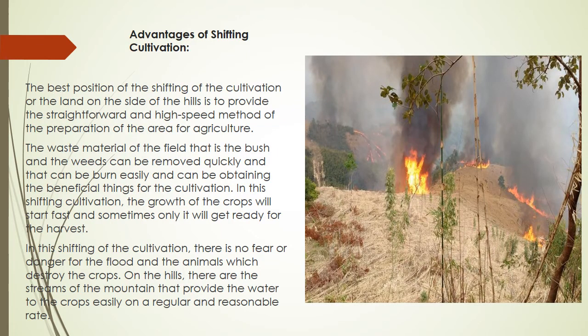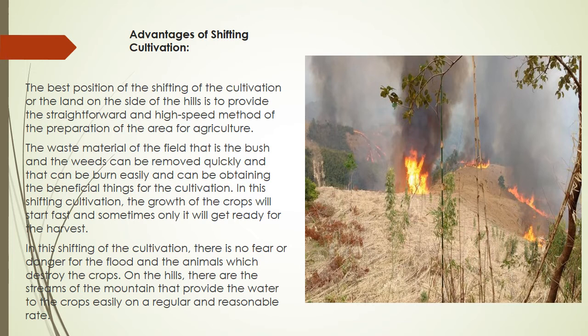Now let us see the advantages of shifting cultivation. Its best position is on hill land, where it provides a straightforward and high-speed method of preparing the area for agriculture. Basically, land on the side of the hill is chosen for this type of agriculture. The waste material of the field, that is the bush and weeds, can be removed quickly and burned easily, which is beneficial for the cultivation.